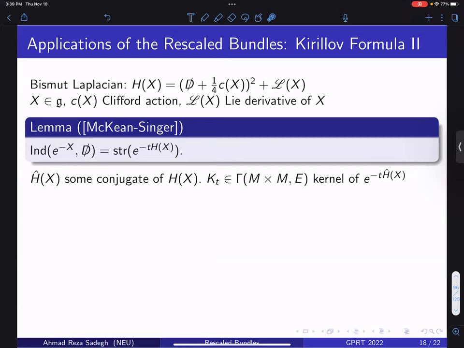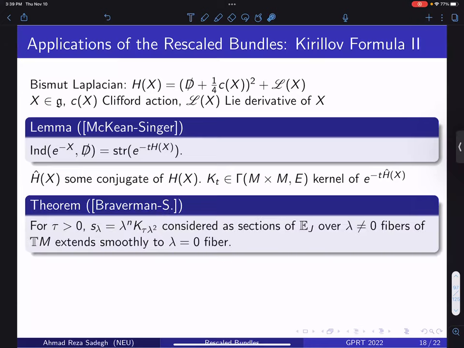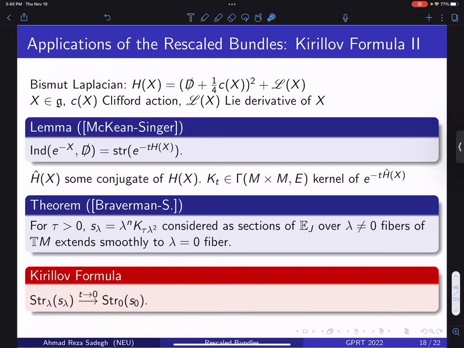Look at the kernel of this smoothing operator, and we obtain what I said earlier for the actual rescaled bundle. A rescaling of the heat kernel of a conjugate of the Bismut Laplacian is going to give you a smooth section of the rescaled bundle I just defined over the tangent groupoid, and applying that family of supertraces is going to give you the Kirillov formula. Does it make sense?